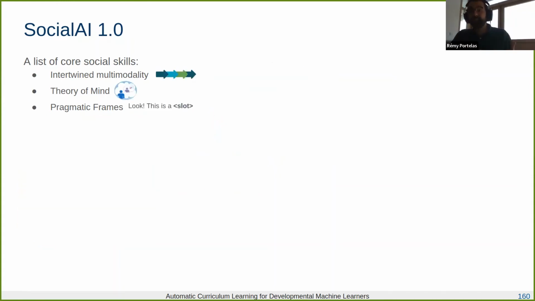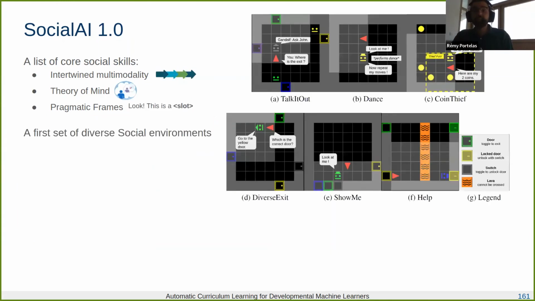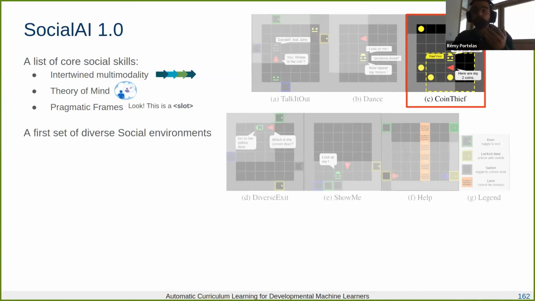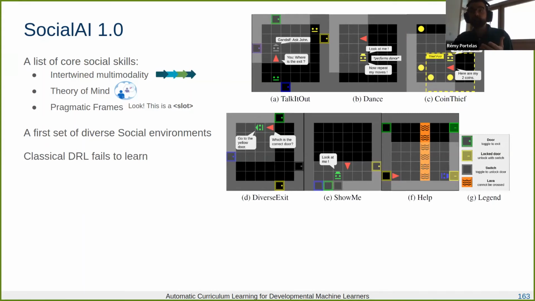And so based on this set of social skills, we designed multiple grid world social environments with scripted NPCs and template-based language. For example, we created a coin thief environment where the agent must minimize its loss of coins by learning to give only the coins that the thief is able to see. So this requires to understand the field of view of the opponent, which is a simple form of theory of mind.